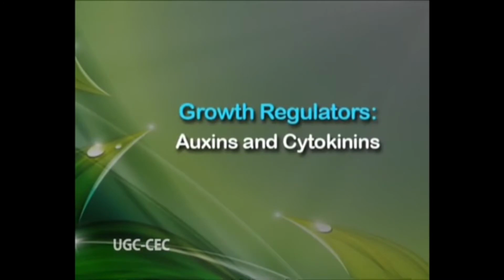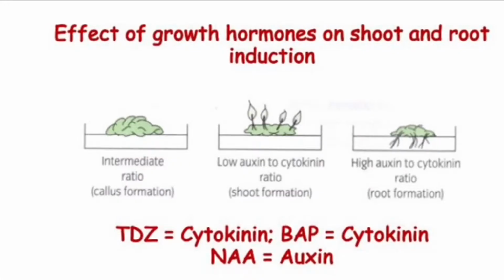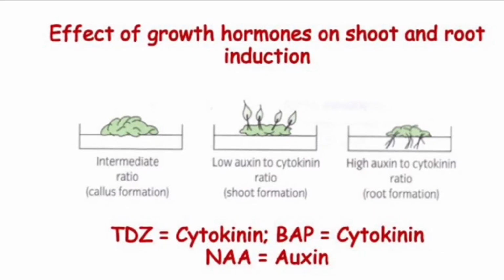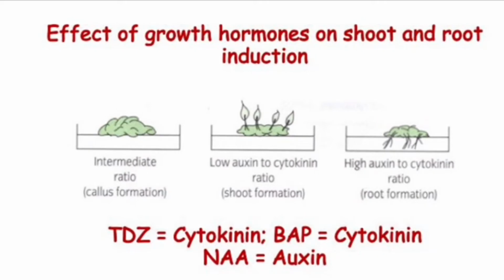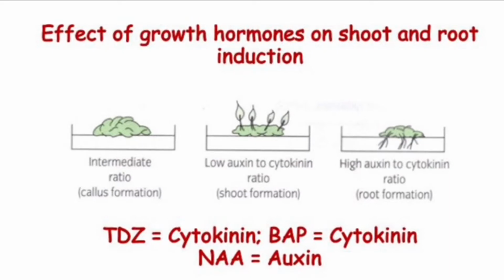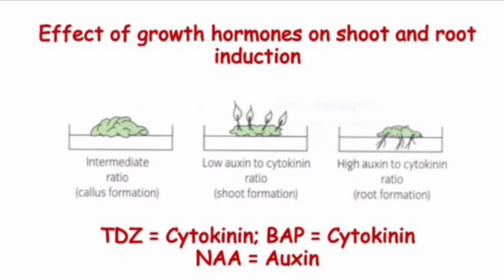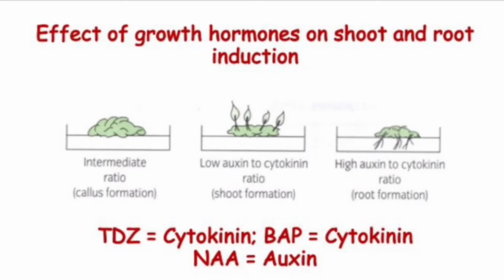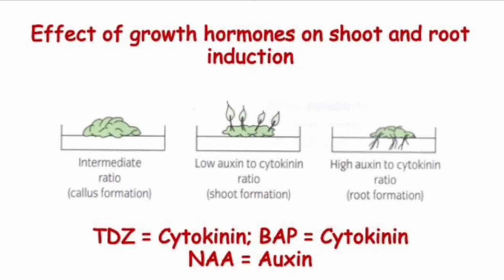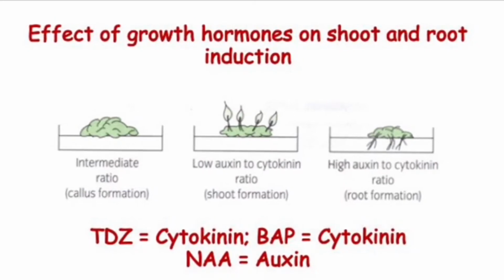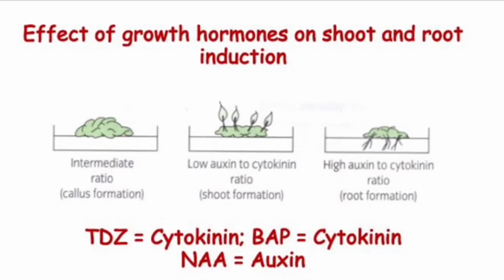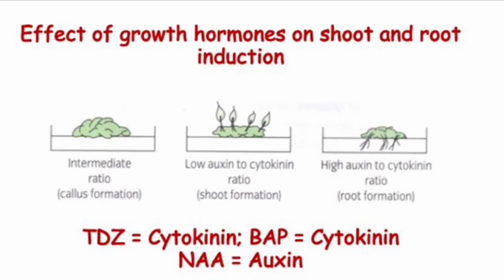Auxins and cytokinins are important plant growth regulators which induce organogenesis. The ratio of auxin to cytokinin controls the formation of roots, callus, or shoots by organogenesis. An intermediate ratio of auxin to cytokinin induces callus. Low cytokinin and high auxin ratio induces root formation, while high cytokinin and low auxin induces shoot formation.